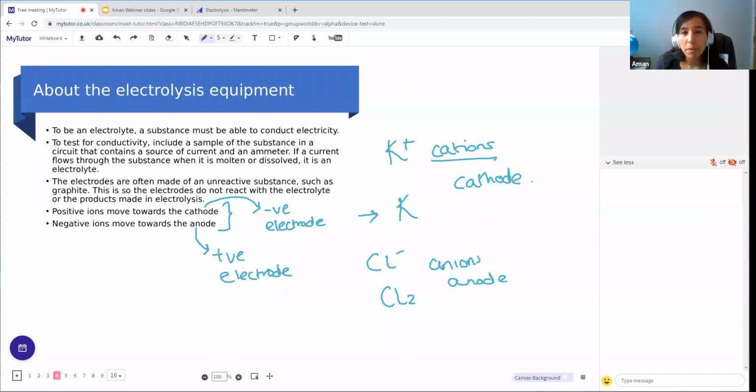Any questions on that? Because that's a really important point for understanding how electrolysis works. So it's really important that we understand that the positive ions go to the cathode and they gain an electron, and the negative ions go to the anode and they lose an electron. Okay, no questions, that's great.